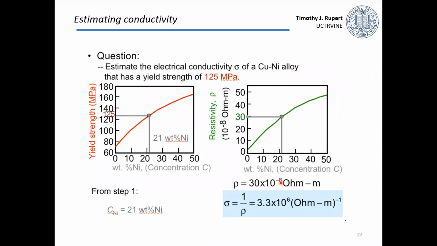Just to see how these things interact with each other, for example, you could be asked to estimate what the electrical conductivity would be for a copper nickel alloy with a given yield strength. In which case you could read off that yield strength and figure out that this is representative of a copper nickel alloy with 21 weight percent nickel. Find a similar type of curve of either resistivity or conductivity, and for that 21% nickel, read off what your resistivity is. If it's resistivity, we have to remember to take the inverse to find the conductivity. But we can think about how these are related.